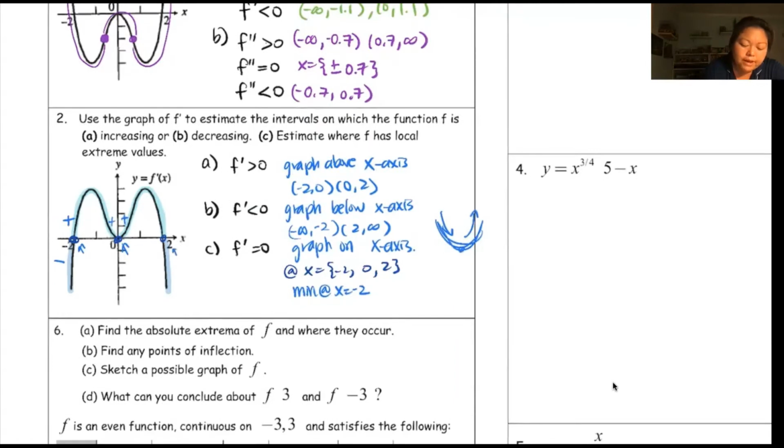At +2, my graph went from positive to negative. So that means it went from increasing to decreasing. It went from this, so this is a maximum. So a maximum at x equals 2.